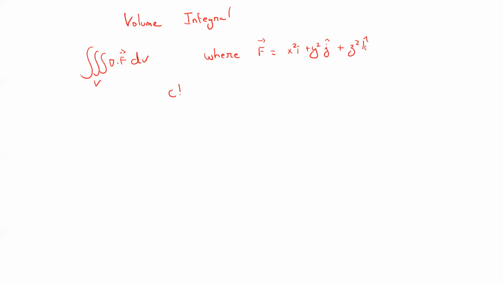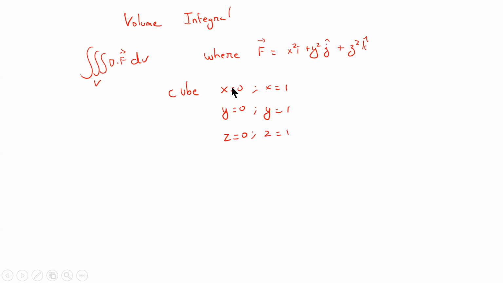It's a cube bound by the region x equals 0 and x equals 1, y equals 0 and y equals 1, z equals 0 and z equals 1. So this is the length, breadth and height of the cube, and they are all 1. You just have to evaluate the volume integral of this cube with the function del dot f.